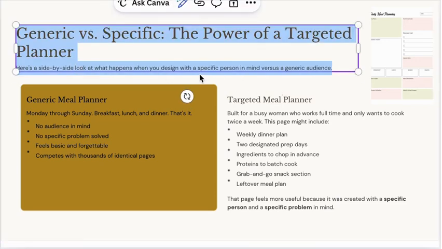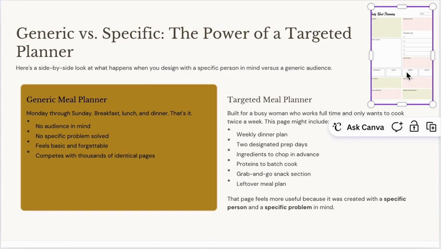Anyway, here's an example. This is a generic planner. And I don't know about you guys, but I mean, it's okay. There's nothing wrong with it. But this is the guide that I bought this. I got this planner from, I think, one of the platforms, and it's a basic planner, but it didn't fit everything that I need. A generic planner, Monday through Sunday, breakfast, lunch, dinner. That's it. Now, what if they're doing intermittent fasting?